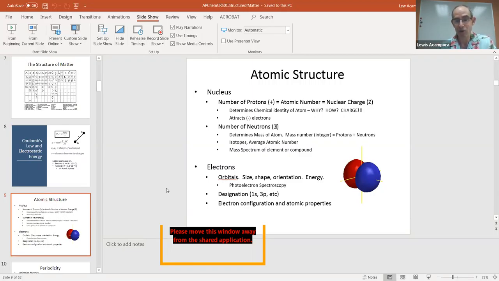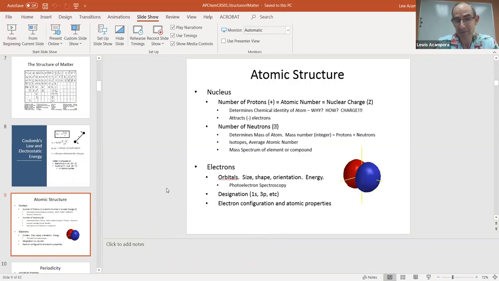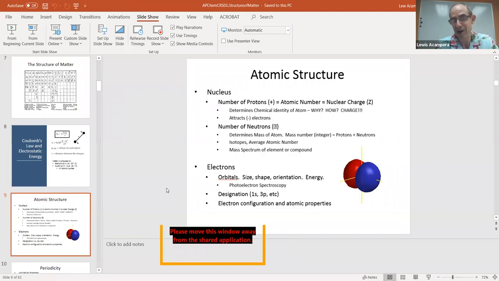100 years ago, we might have said orbits, and you might have thought about an electron as a planet orbiting around a nucleus. But a much more sophisticated, harder, but accurate description is to say that these electrons occupy orbitals, which have a size, a shape, an orientation, and an energy level. And as chemists, we designate them by the old spectroscopist designation, 1s, 2p, 3p, et cetera.